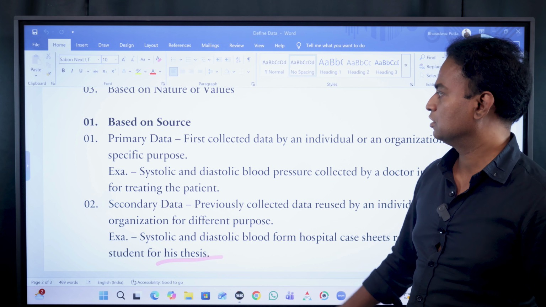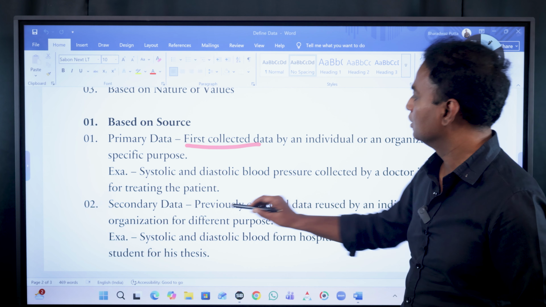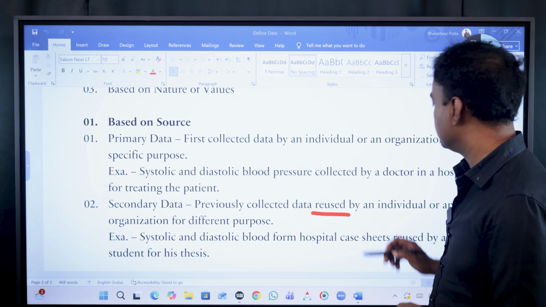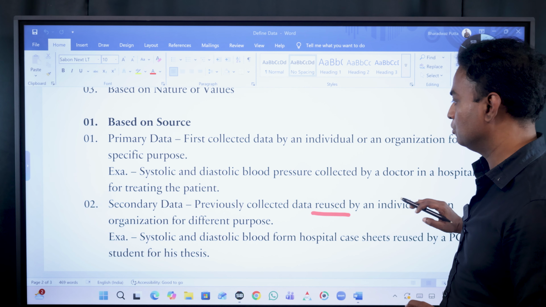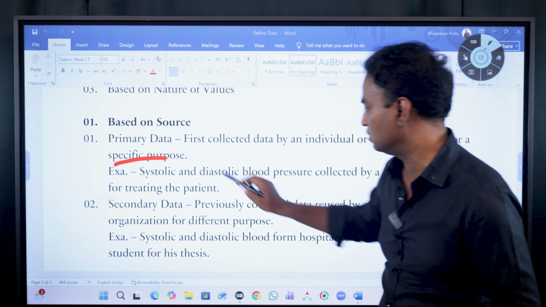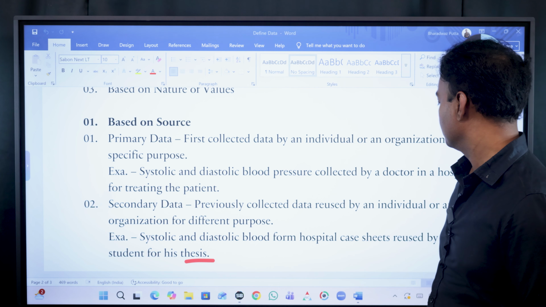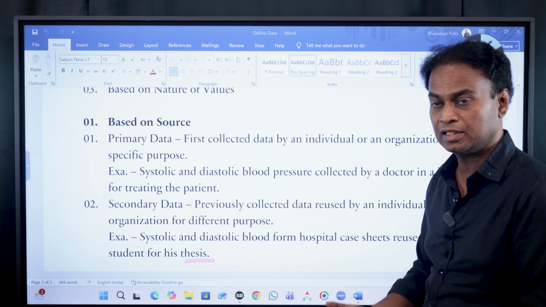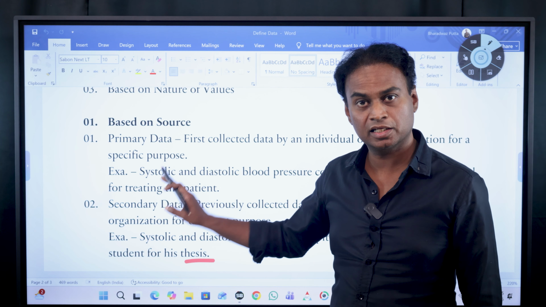This is a different purpose. Here in primary data, it is collected first. Here it is previously collected data, reused by an organization or individual, here also by an organization or individual, for a specific purpose, for a different purpose. Here what is the purpose? For the PG thesis. What is the data? It is not first collected, it is previously collected and it is reused. So that is the difference between primary and secondary data.